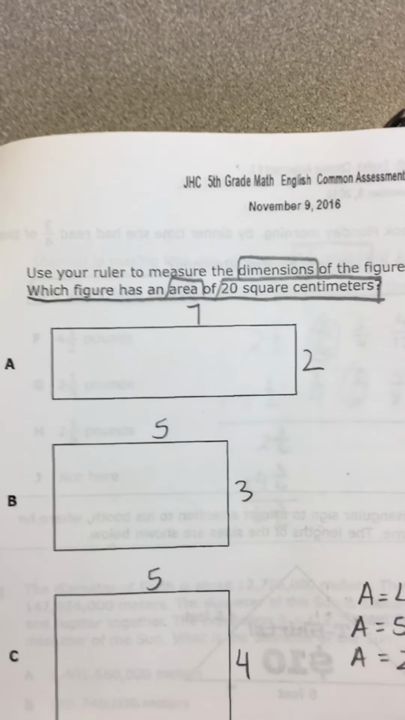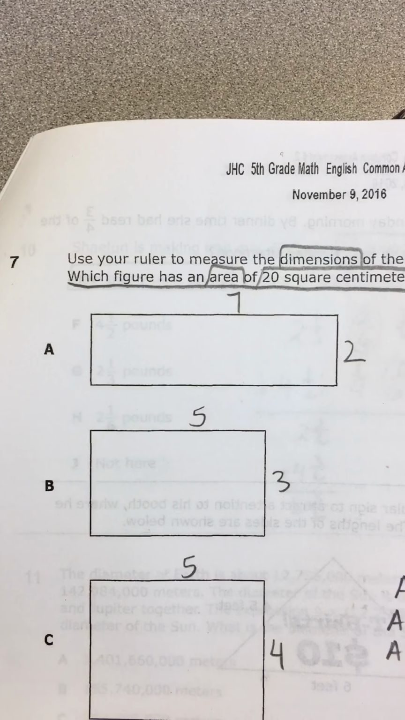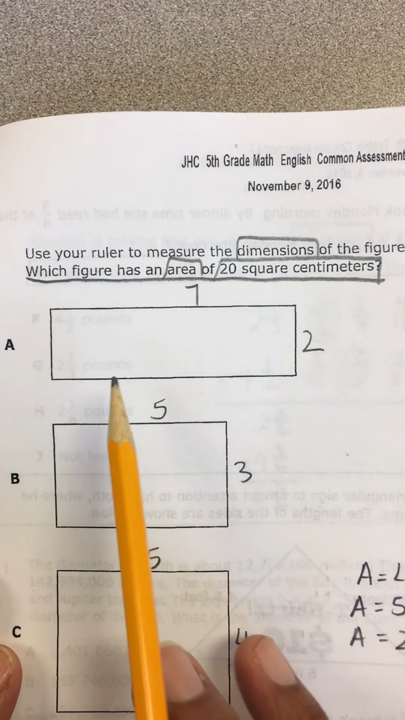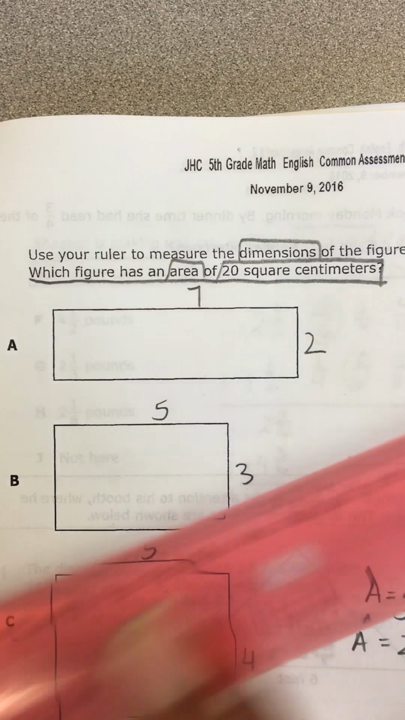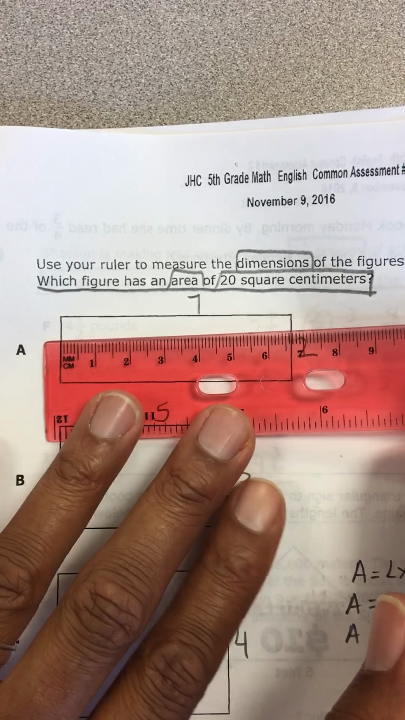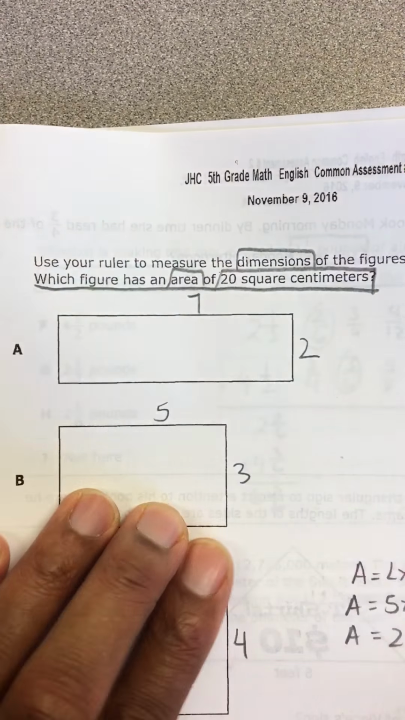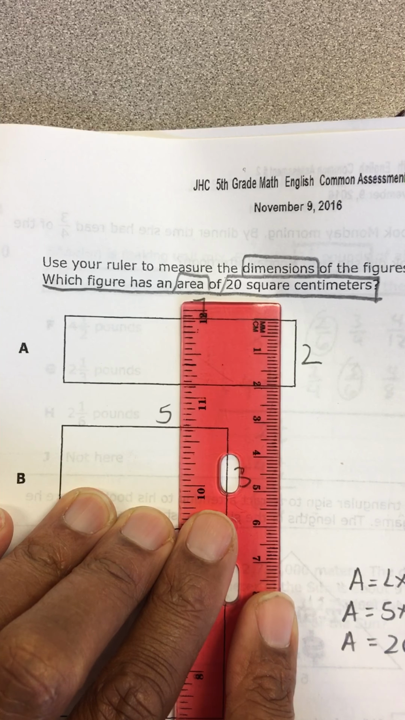Okay, so you may or may not have a ruler. So number 7, you need a ruler. It says which figure has an area of 20 square centimeters. So you need to measure each one in centimeters. So centimeters are the small gap. So this one is about 7 centimeters wide and 7 centimeters long and 2 centimeters wide.